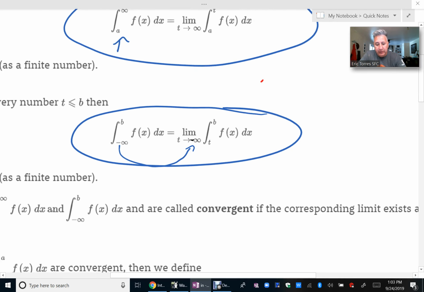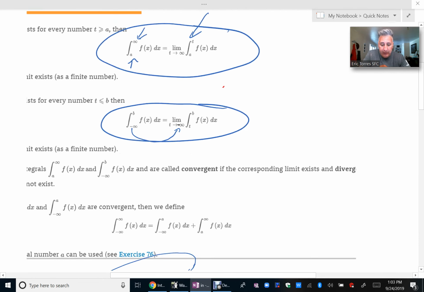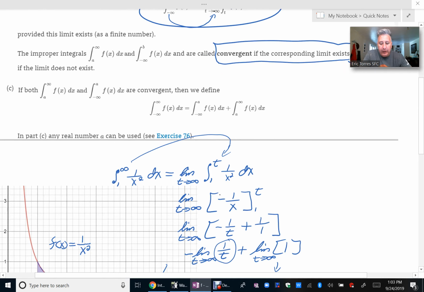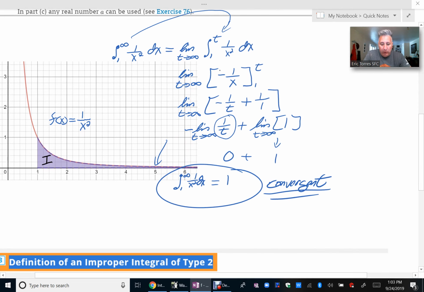But I'm basically just replacing this negative infinity, so I'm taking the limit as t goes to the left and replacing negative infinity with the t. Okay, again, if the limit exists, it's called convergent. If the limit does not exist, divergent. That's it. Okay, so this is type 1.